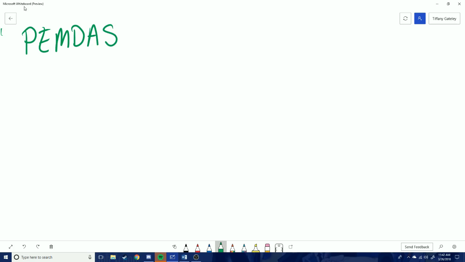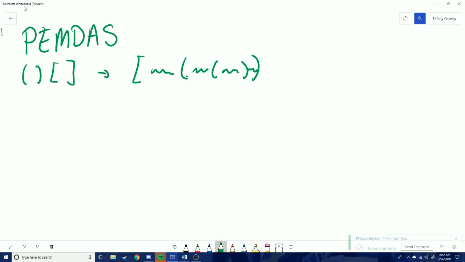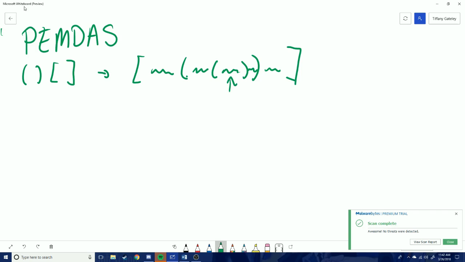So you have P, which is parentheses or brackets. You do these first. And if you have more than one set of parentheses and brackets, so you have brackets, stuff to do, parentheses, stuff to do, parentheses, stuff to do, parentheses, close out, stuff. You start inside and work your way out.